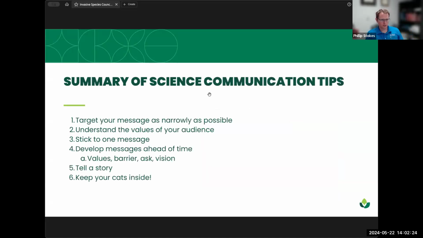So just to summarize a few tips. Target your message as narrowly as possible. Don't try to create something that is a one-size-fits-all approach. Understand the values of your audience. Stick to one message. Develop your messages ahead of time, using that values, barrier, ask, vision box approach. Tell a story and keep your cats inside.